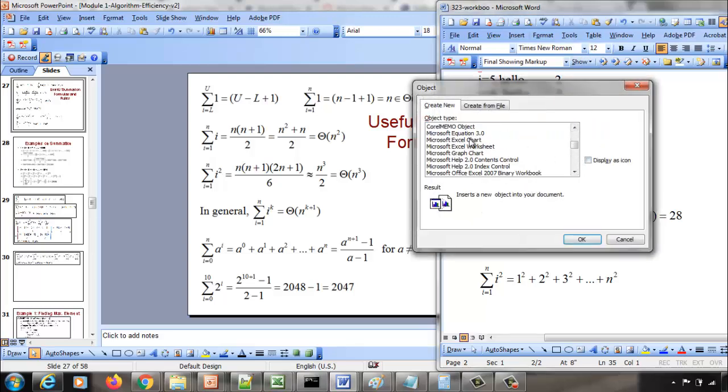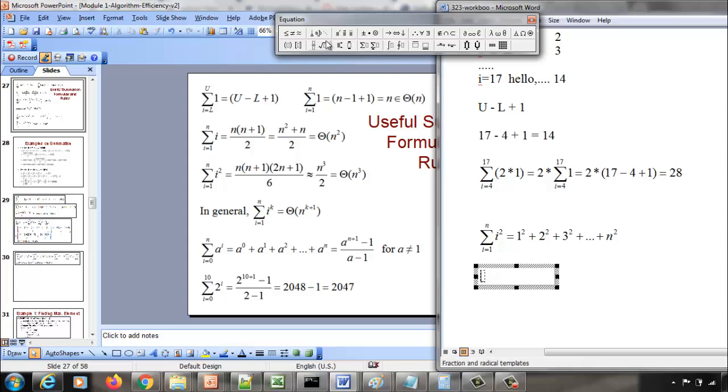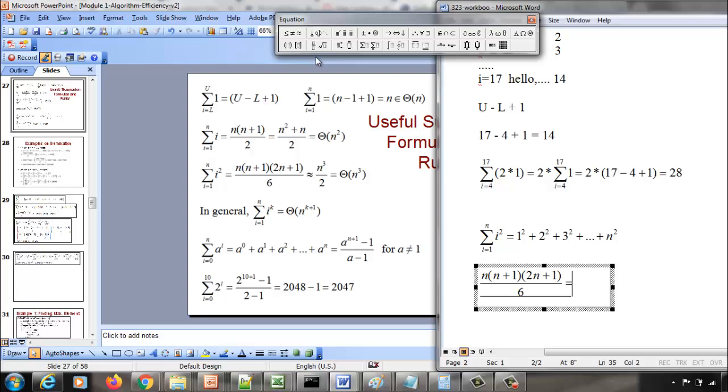If it were a board, we could easily write it up in class, but this is how it is. So n times n plus 1 times 2n plus 1 divided by 6, right? Okay, so we can split it up into 3 terms. One term is n over 6 because it's all multiplication. So then I can say the second term is going to be n plus 1.